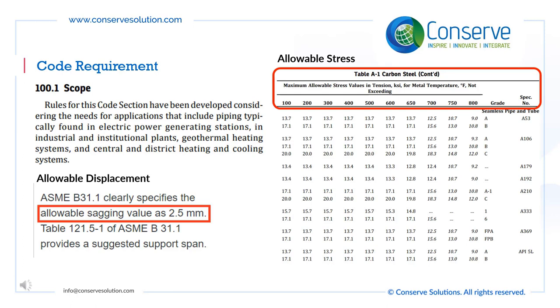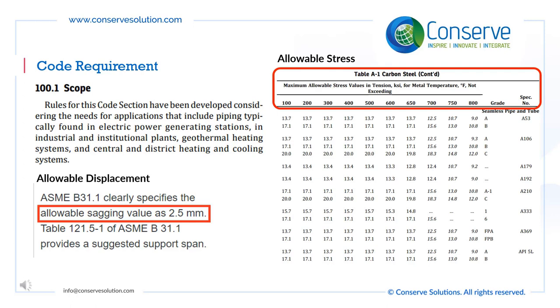So to answer the question, when is stress analysis required? Number one, it is required if it is explicitly mentioned in the project specification. Number two, as general engineering practice, if your pipe sizes exceed 4 inches of diameter and if it is connected to rotating equipment like a pump, then stress analysis is required. Stress analysis is required to ensure the nozzle load is within the limit.